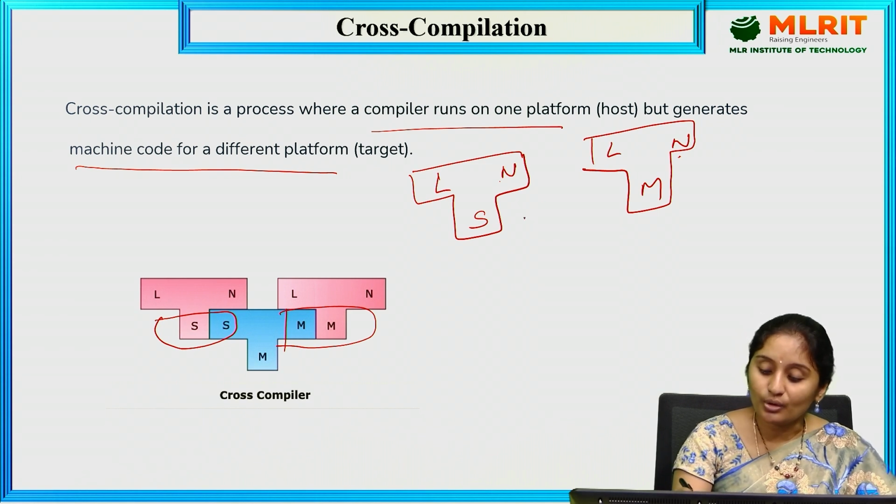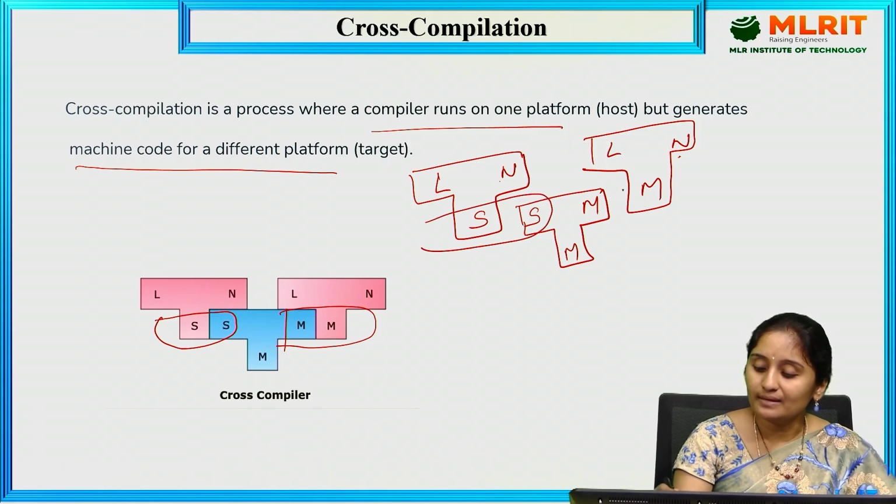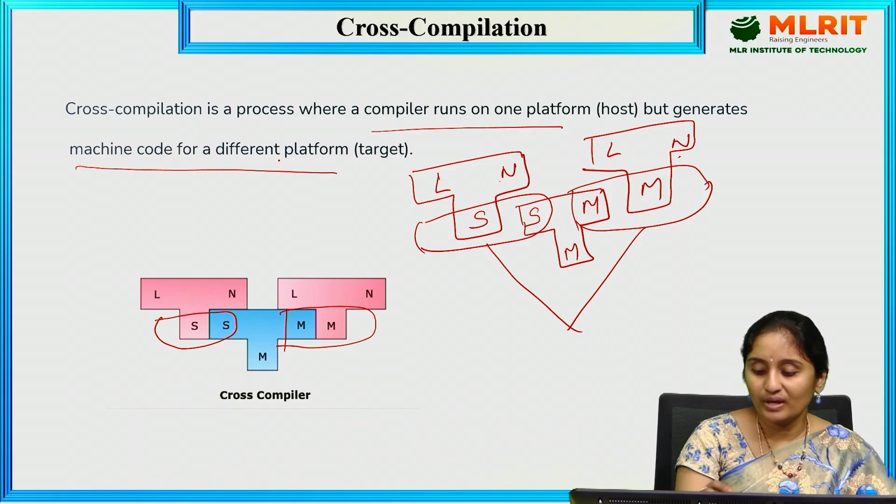So in the cross compilation, the implementation language of the first machine should be my source language, and the target language should be the implementation language of the second machine. That is M, and it is producing the machine code for a different platform. In the cross compilation, the first machine's implementation language and the target's implementation language should both be the same. If both are the same, then we call it cross compilation. It is generating the machine code for a different platform.